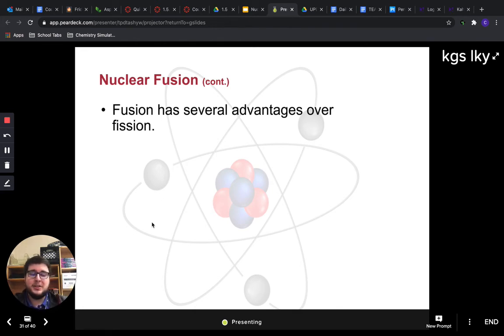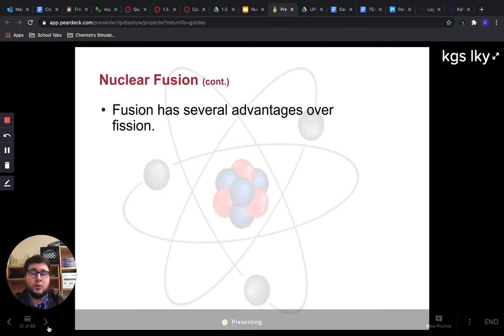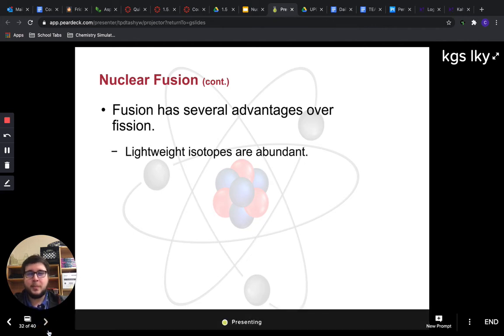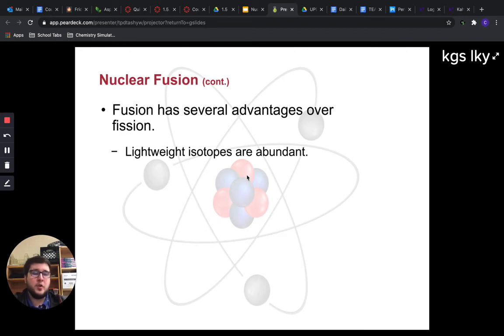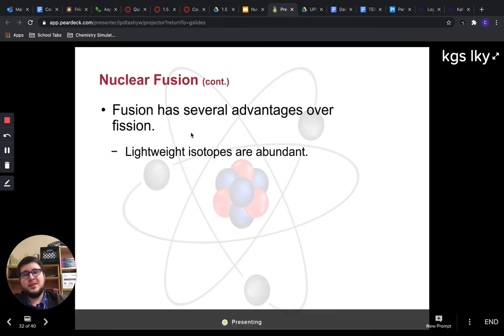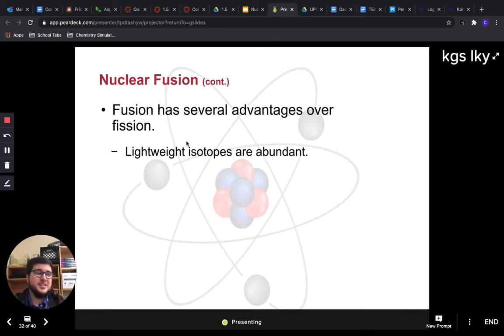But since that's very difficult to achieve, we have to use fission on Earth because we just don't have the technology or the capacity to do nuclear fusion on a large scale. All right, so with nuclear fusion, some of the advantages: lightweight isotopes are abundant. There are a lot more of the elements like 1 through 30 on the periodic table floating around than there are of the larger elements that are required for nuclear fission. So just the supply of elements that we could use for fusion is much, much greater.